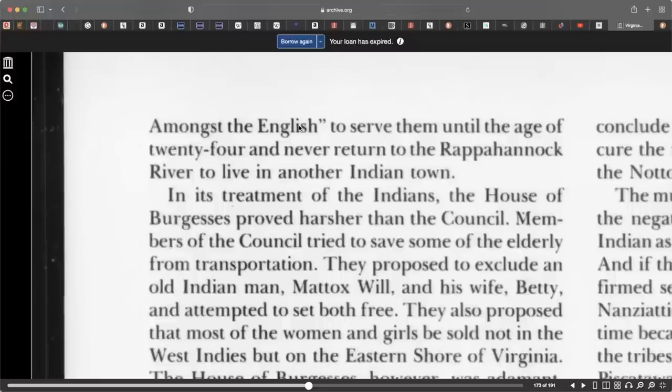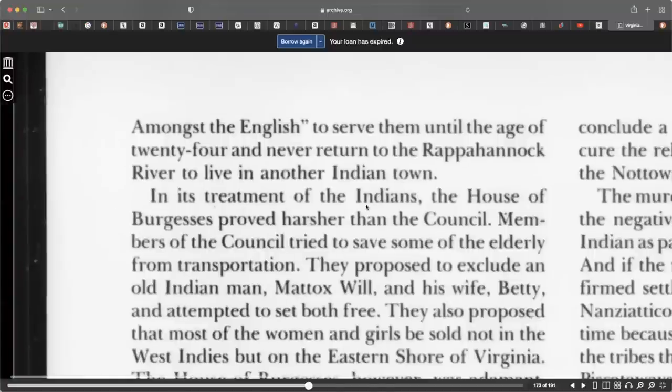We've got to take the good and the bad to understand true history. It's in the past. So these children were bound out to the settlers while their older family members, parents, and guardians were sent out of the colony into slavery. And they had to serve them until the age of 24 and never return to the Rappahannock River to live in another Indian town, all right?